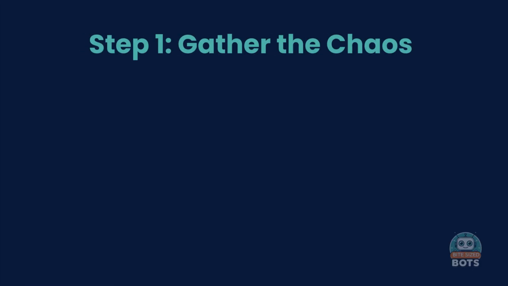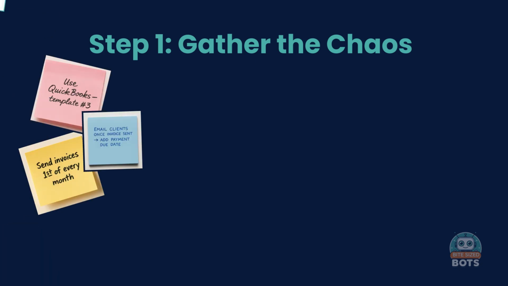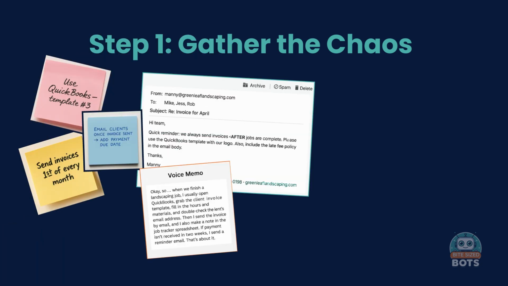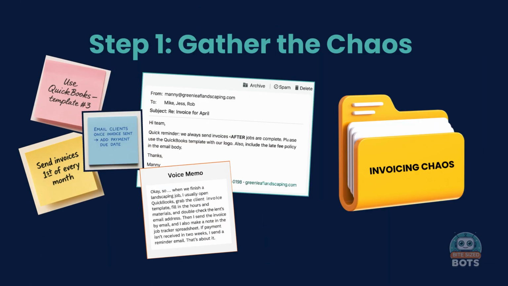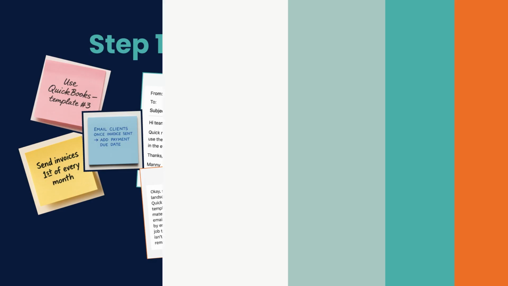Step 1. Gather your chaos. Snap photos of sticky notes, copy instructions from emails, or record yourself walking through the task while narrating out loud. You can even do a quick screen recording as you talk through the steps. The goal isn't neatness, it's just to capture what already exists.